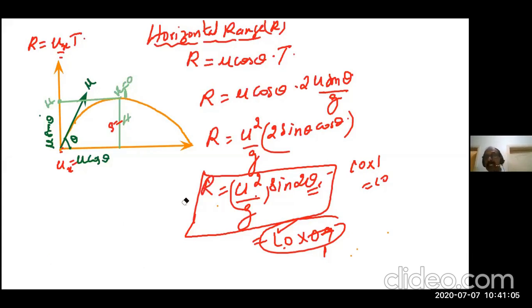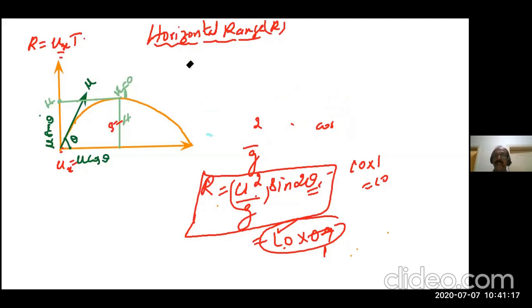Two angles, theta and 90 minus theta, we are getting the same range. That also I showed yesterday in the animation. That we are going to prove mathematically. So everything we have in physics, we are proving mathematically. That's all. Okay, look here.